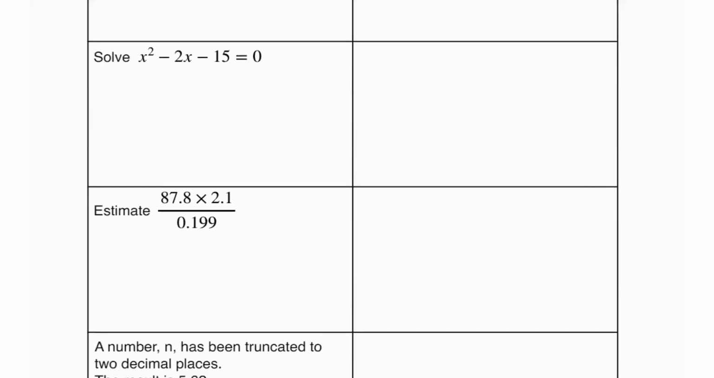Next, it says solve x squared minus 2x minus 15 equals 0. So we have this quadratic equation, and you have to find the values of x. So first, what we'll do is we'll multiply the coefficient of x squared with the constant. So that's 1 times 15, and that's 15.